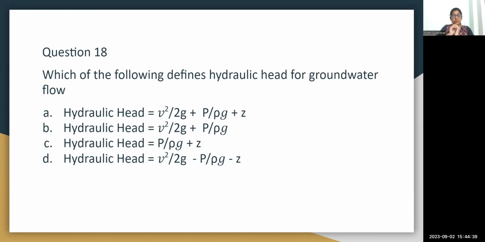Now again, which of the following is defining the hydraulic head for groundwater flow? So we learned about pressure head, datum head, velocity head. There are different names like gravitational potential head, dynamic head. All these terms are there. Now here we are talking about the hydraulic head for groundwater flow. Which out of the following is representing the hydraulic head?